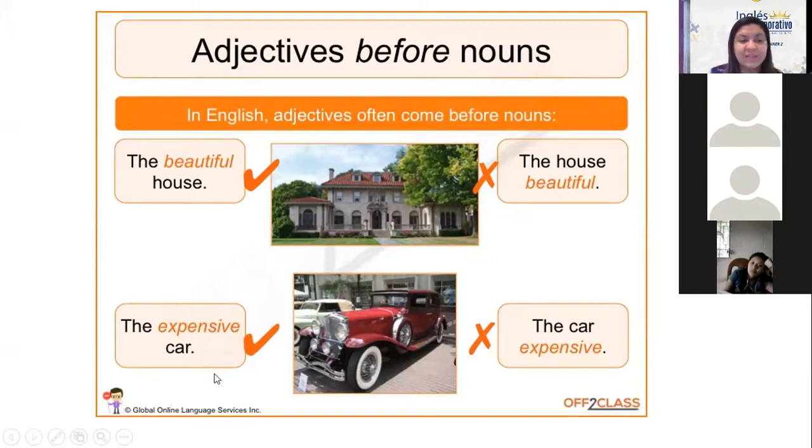The expensive car is very old. The expensive car is red. The expensive car is very big. Okay?